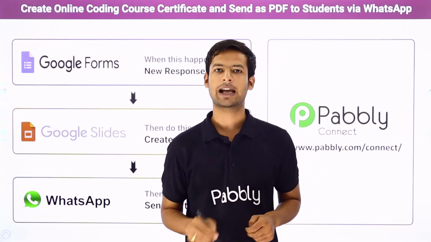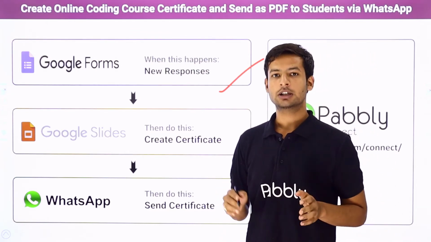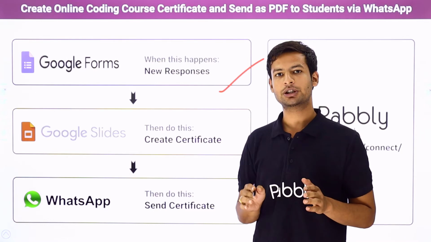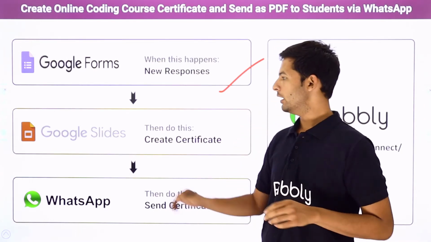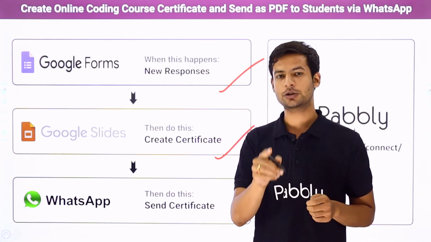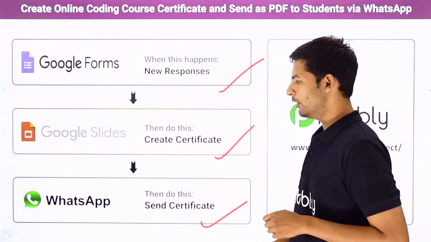You want something like, you have created a form for your students, okay? Now, the students just have to fill this form, and on successful submission of the form, automatically a certificate will be created for that individual student, and again automatically it will be sent to them on WhatsApp.